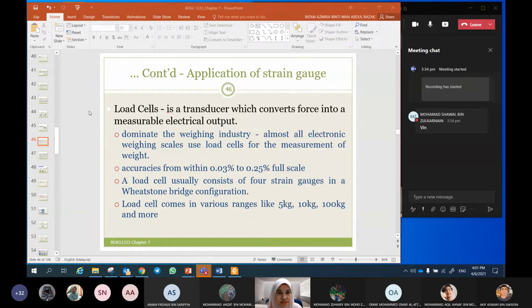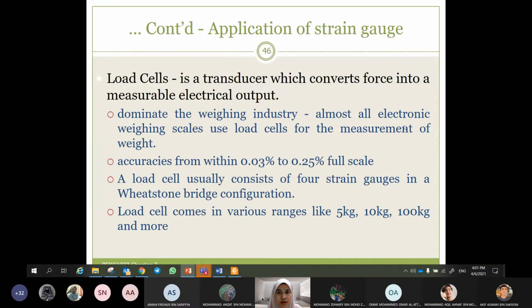So this is the application of the strain gauge load cell. It converts force into a measurable electrical output. Load cells dominate the weighing industry, because almost all electronic weighing scales use load cells for the measurement of weight. Accuracies range from 0.03% to 0.25%, meaning the error of the measurement of the device is very small, from 0.03% of the full scale.